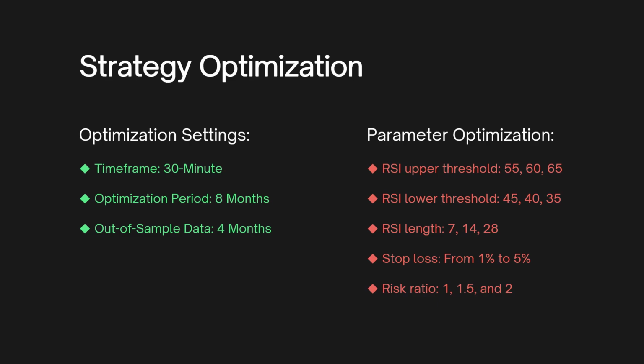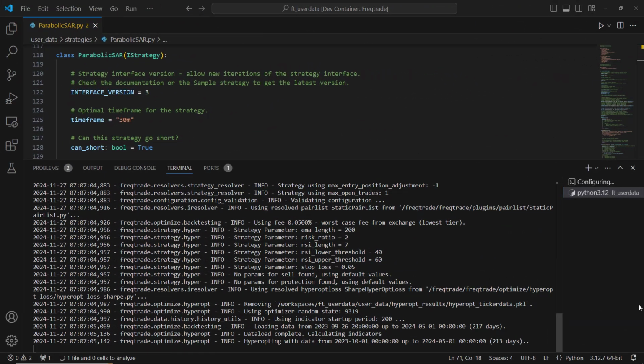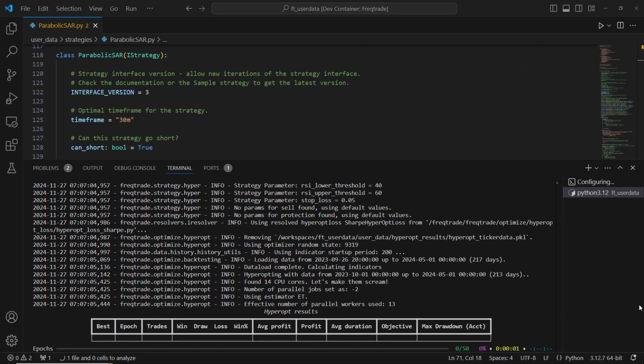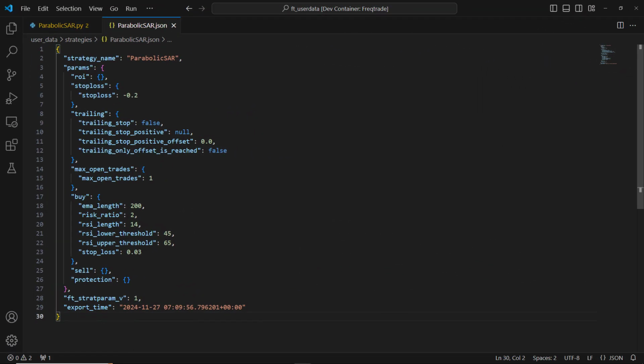To make this process efficient, we'll use Freqtrade's HyperOpt feature. HyperOpt systematically tests all parameter combinations to pinpoint the optimal settings, saving us time while maximizing effectiveness. Now, with everything ready, let's dive into the backtest and see how the optimized setup performs. We'll be trading on GRT USDT for this strategy.